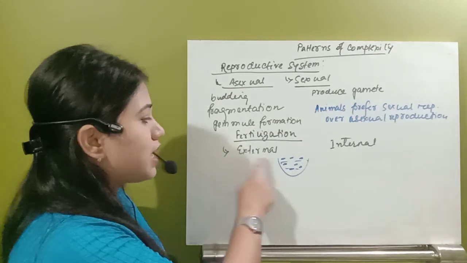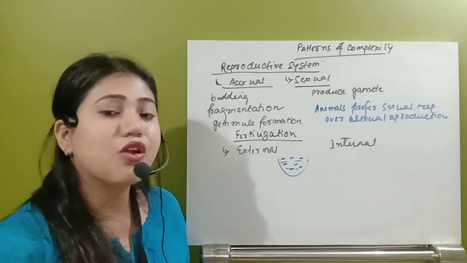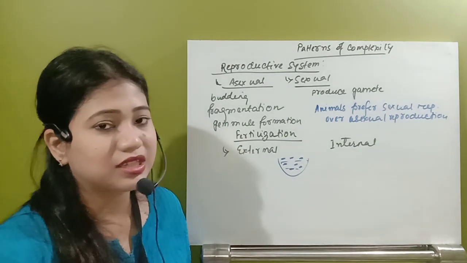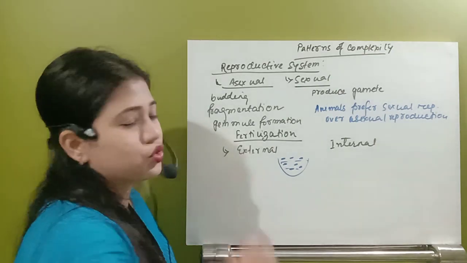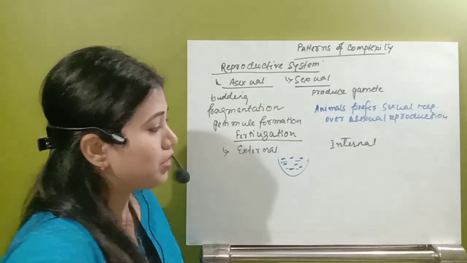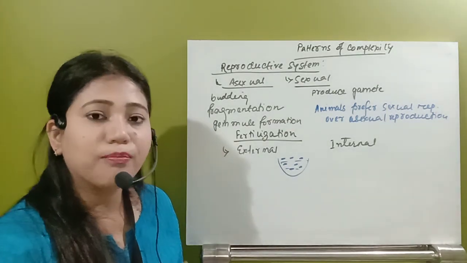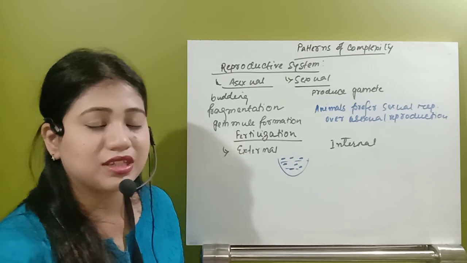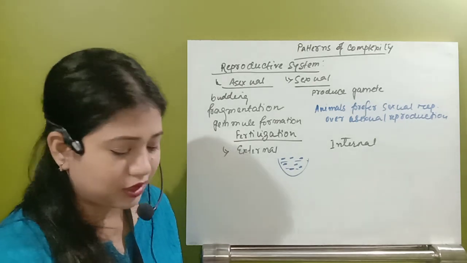So what happens? External fertilization means the organisms where the meeting of male and female gamete occurs outside the body, not inside the female organism. That type of fertilization is known as external fertilization. And internal fertilization means where the meeting of male and female gamete occurs inside the female body or inside the female reproductive system, that is known as internal fertilization.